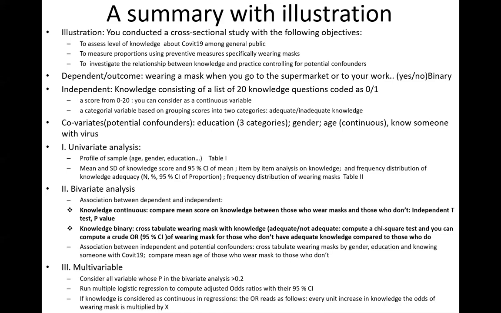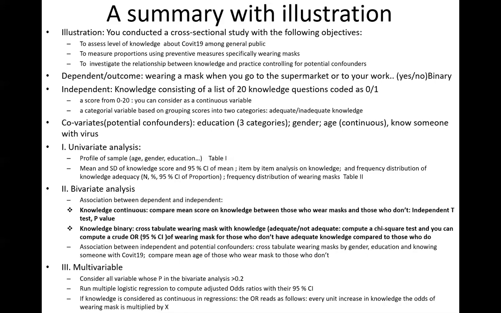I can do an item by item analysis on knowledge and look at the proportion who answered correctly on every knowledge item, and this is important to keep so you would know where the gaps are. And you can have a frequency distribution of knowledge adequacy, which means the proportion who have adequate and inadequate measures. Again, n and percent, and you can have a 95% confidence interval of the proportion to see how precise your estimate is.